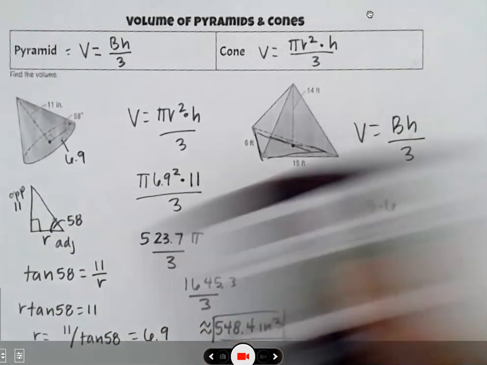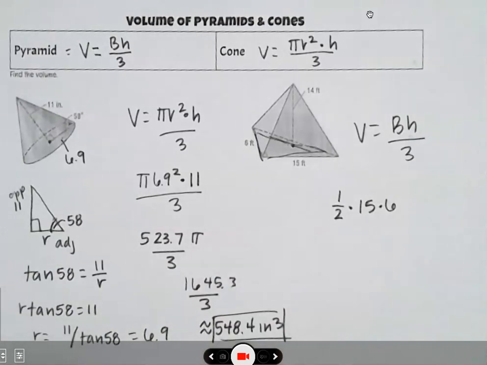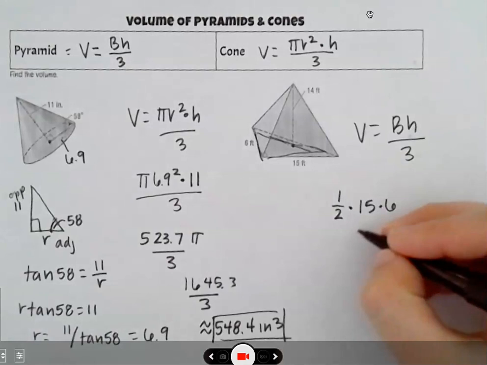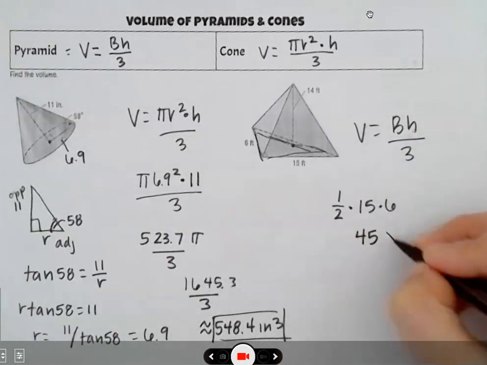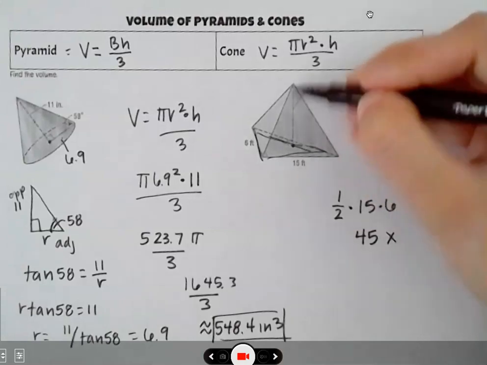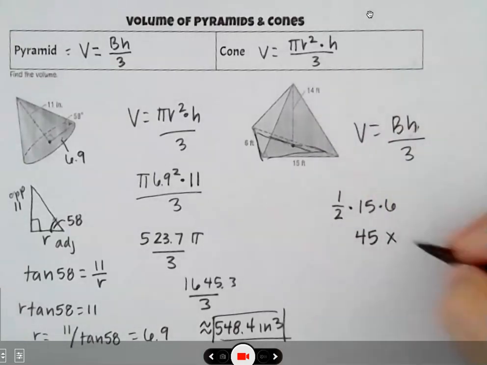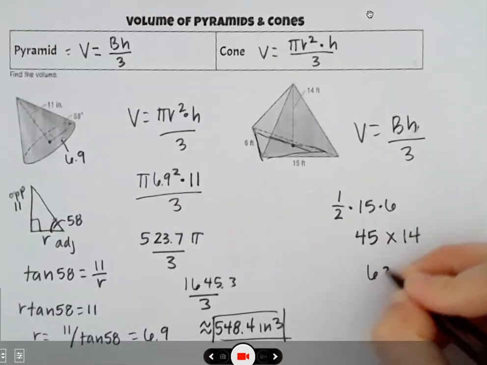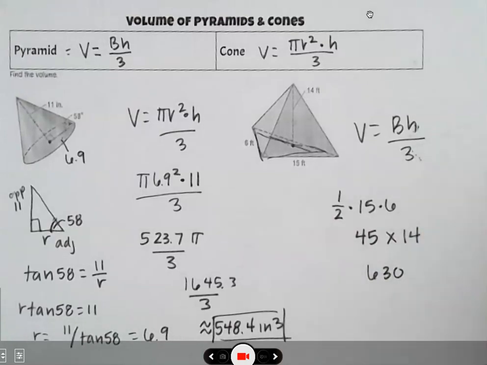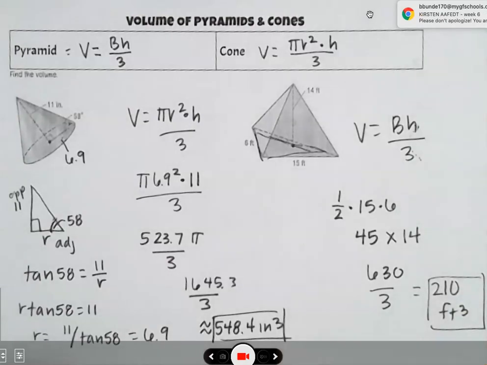So let's see here. We're going to have 7.5 times 6. So 45. Okay, now how tall is our height here? How tall is that pyramid? Well, it's 14. So multiply by 14. So now I have 630. And now finally we divide by 3. Last step, divide by 3. So we get about 210 feet cubed. Okay, there we are.